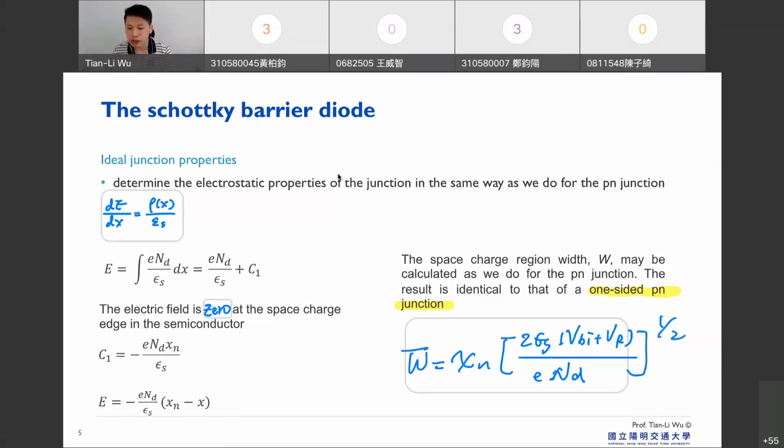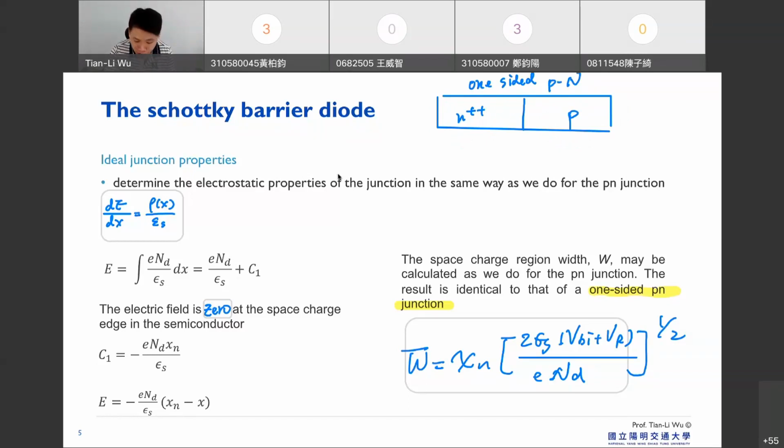and the reason this result is very similar to the one-sided PN junction. Just to remind you what it means for the one-sided PN junction. So this is N++ and P. We have been talking about the typical PN junction, with a typical concentration for the N and a typical concentration for the P. But in the case of one-sided, we have one side with a very high concentration level. So in this case, we have the N++, that's a very high concentration level.